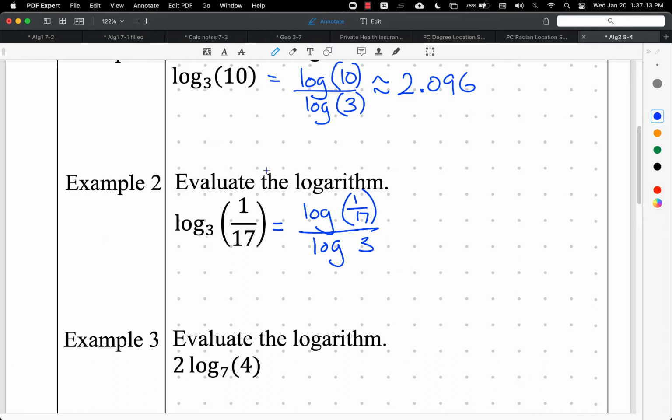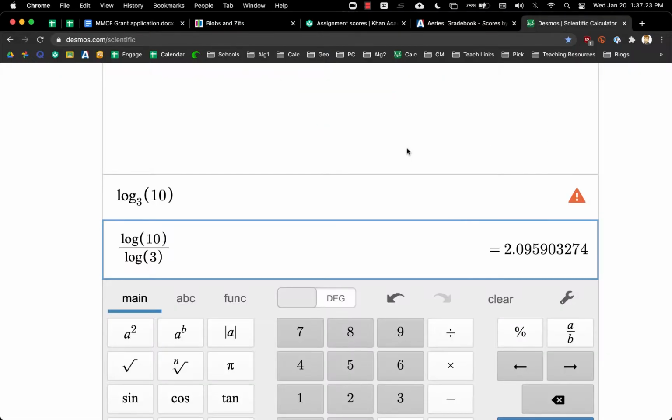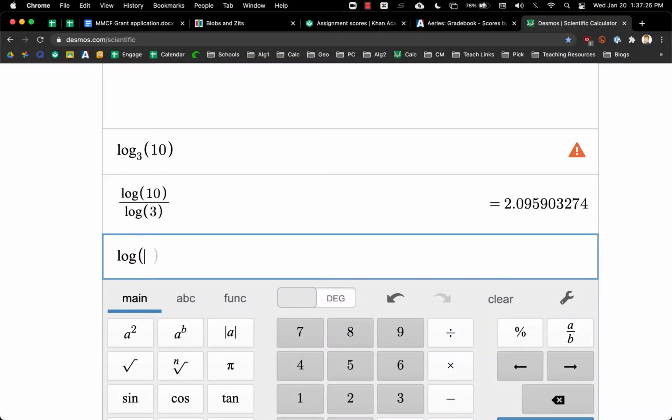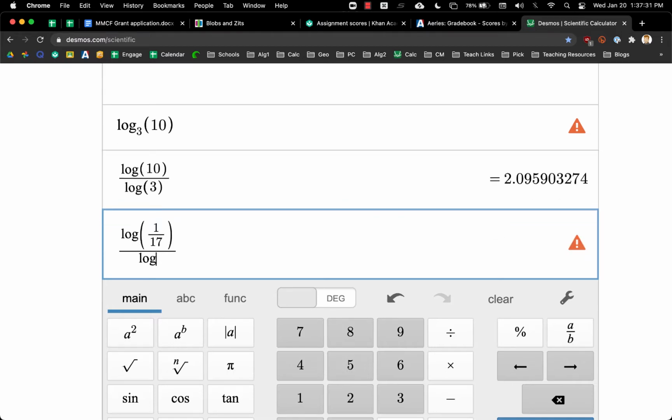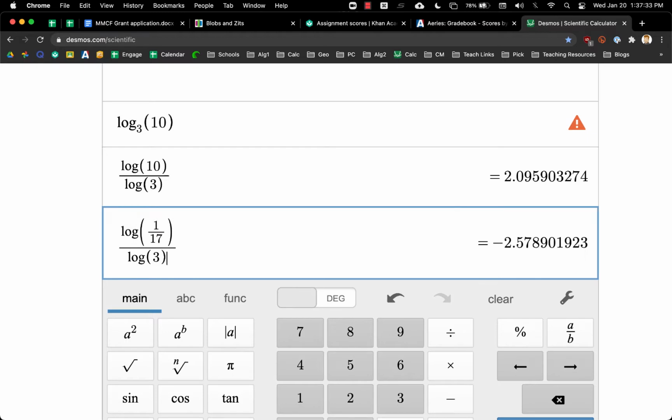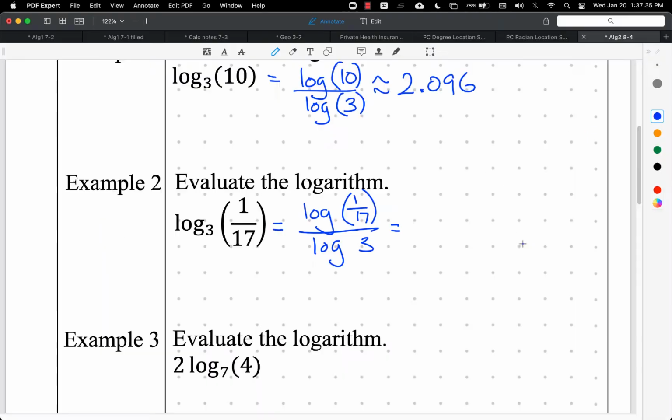Question. So would that be your answer in Khan Academy? No, on Khan Academy, you're going to enter a decimal, to like the nearest hundredth. It'll tell you what to round to. So let me come over here. Log of 1/17, parentheses there, divided by log of 3. Negative 2.579. All right. Easy peasy.